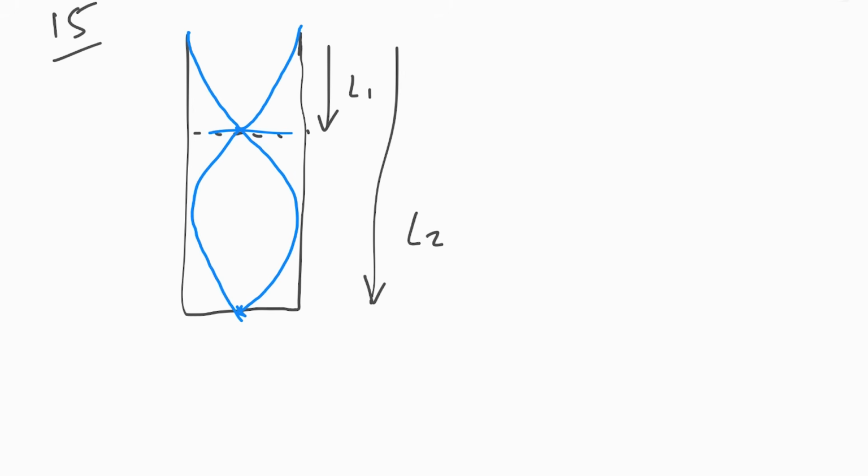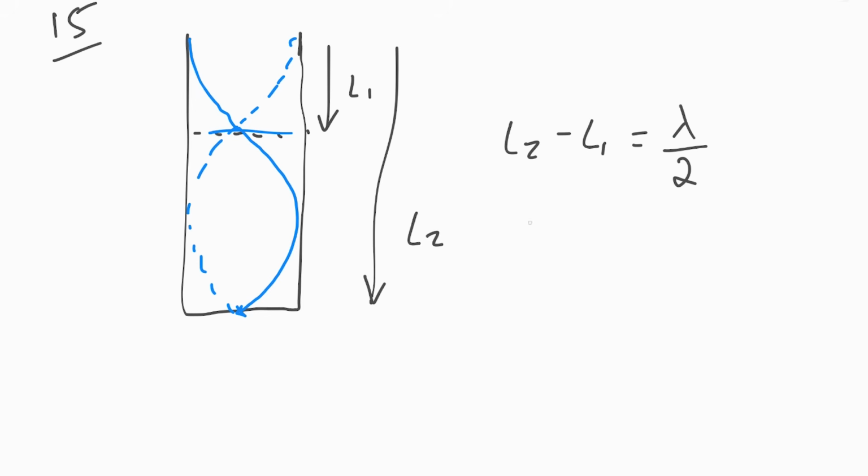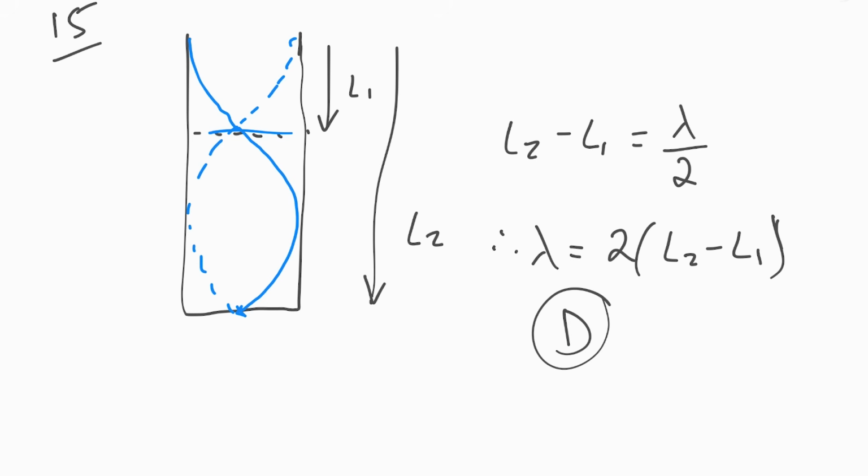There we go. So therefore, the difference between L1 and L2 is going to be half a wavelength. I probably should have done one of these in a dotted line. Let's do that. There we go. Doesn't really matter, but you can see it more clearly then. Okay, what is the wavelength of the sound emitted by the loudspeaker? So like we said, L2 minus L1 is equal to half a wavelength. Therefore, lambda is equal to 2 lots of L2 minus L1. So our answer is D.